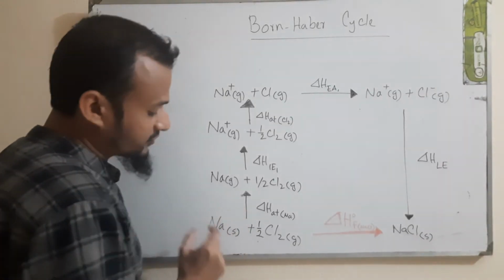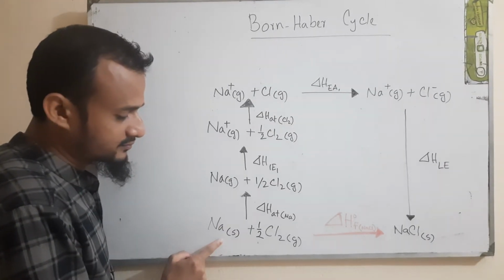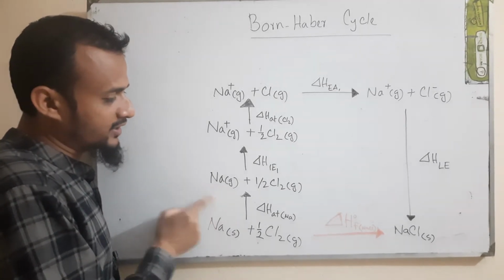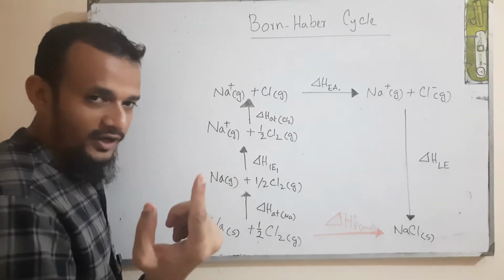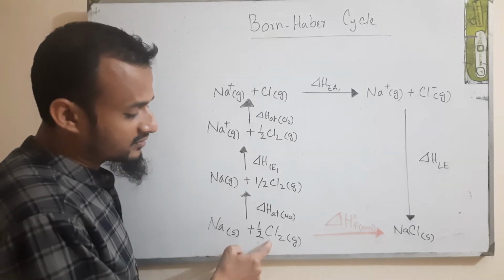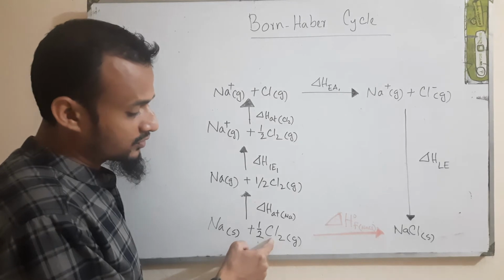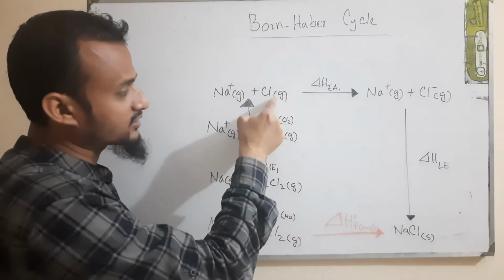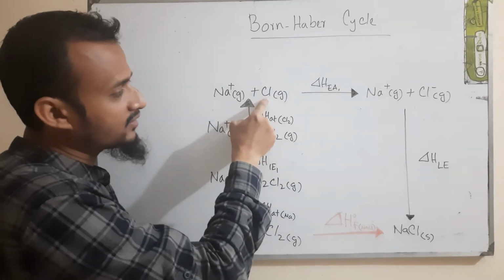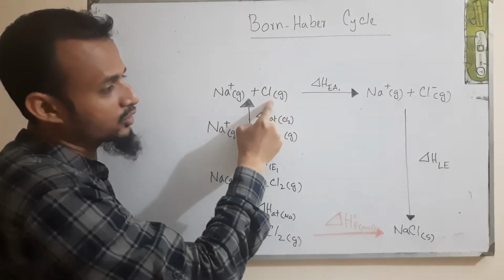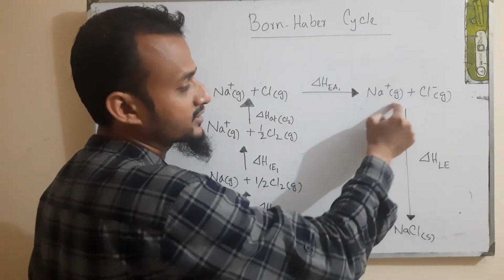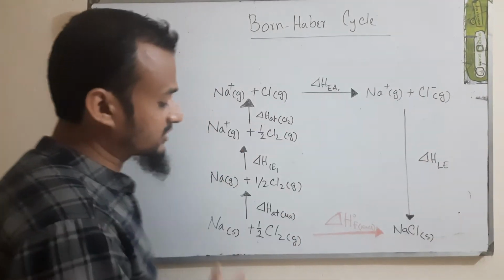We need to first convert sodium into sodium gas. Then from sodium gas, we are going to make sodium ion. Likewise, Cl2 is already gas, so we are going to make it first from molecule into atom here. You can see that half Cl2 becomes chlorine atom. And then from that chlorine atom, we can make a chloride ion by adding an electron to it. And then we can react these two ions together.